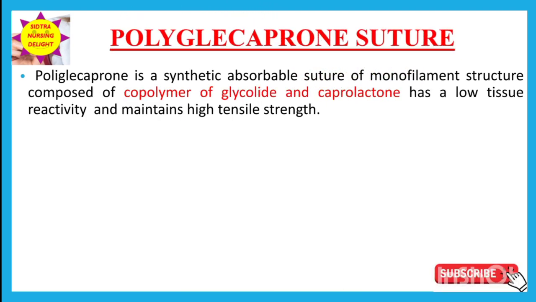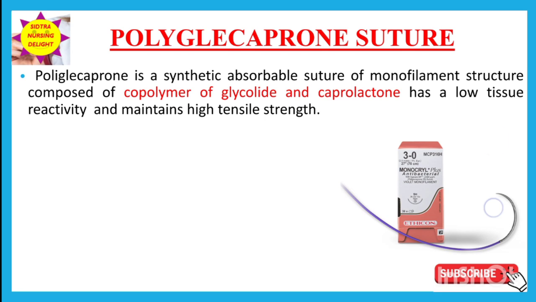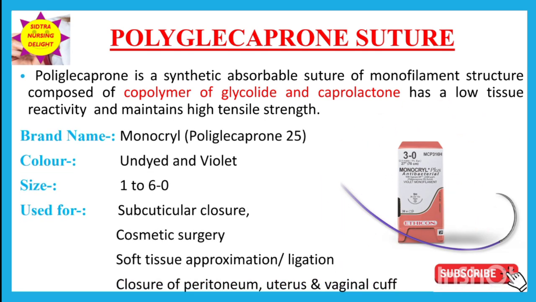Next, polyglecaprone suture. Polyglecaprone is a synthetic absorbable suture of monofilament structure composed of a copolymer of glycolide and caprolactone. It has low tissue reactivity, that means the reaction with body tissue is less, and it maintains high tensile strength. Its strength is very high. As you can see in the image, its brand name is Monocryl, or Polyglecaprone 25. Color undyed and violet. Its size is from 1 to 6, and it is used for subcuticular closure, cosmetic surgery, soft tissue approximation or ligation, and closure of peritoneum, uterus and vaginal cuff.